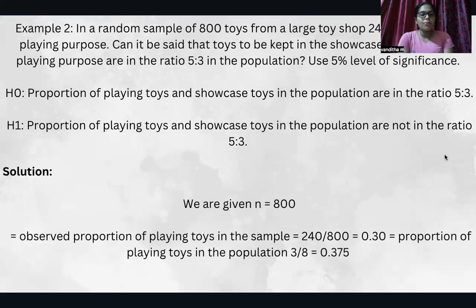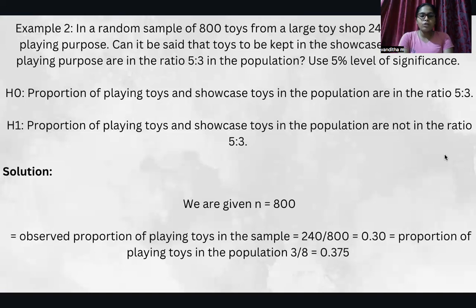So H0: the proportion of playing toys and showcase toys in the population are in the ratio 5:3. Next, H1: the proportion of playing toys and showcase toys in the population are not in the ratio 5:3. So H0 is in the ratio, H1 is not in the ratio. So the solution for this is, we are given n equal to 800. So the total number is 800 toys.